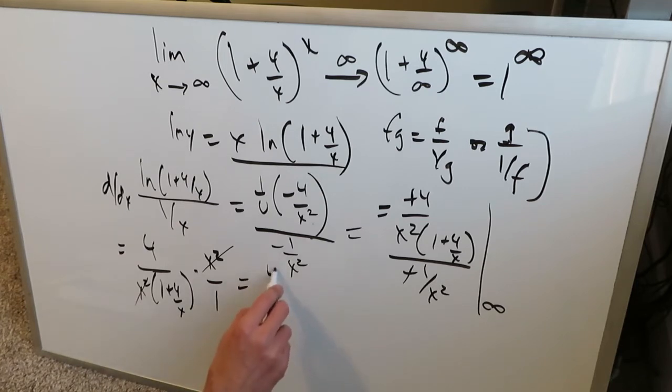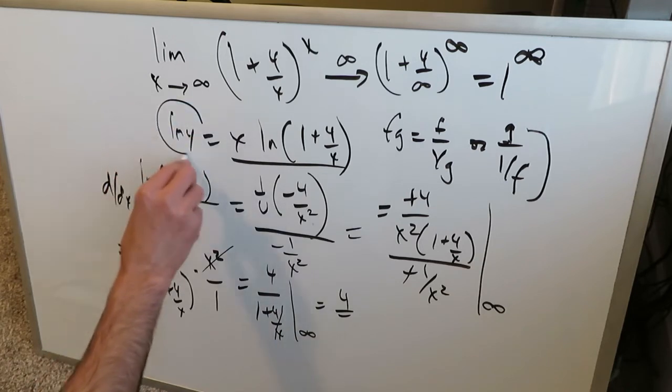What you end up getting is 4 over 1 plus 4 over x, and you can put infinity in place of x. When you put infinity in place of this x right over here, 4 divided by infinity zeroes out. Eventually what you're left with is just a 4, but 4 does not represent your answer. It has to be modified with this part.